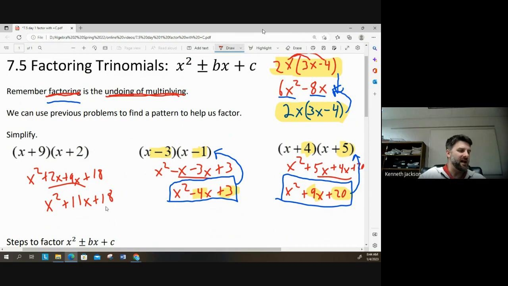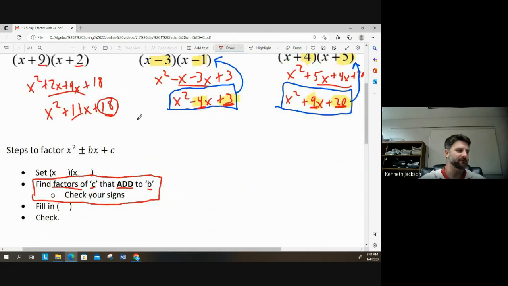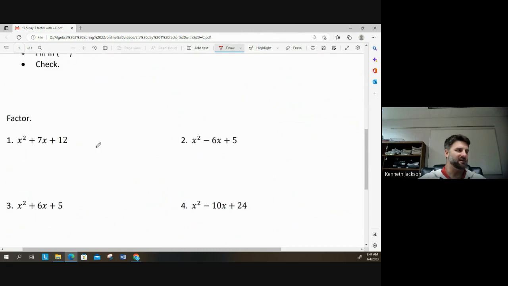11x. So numbers that multiply to 18 and add to 11. 9 times 2, 9 plus 2. Numbers that multiply to 3 and add to 4. Numbers that multiply to 20, 5 times 4, and add to 9. 5 plus 4 is 9. So we use these factors to figure out what our combination of numbers is. Of course, we need to make sure that we have the correct signs and then fill in our parentheses.